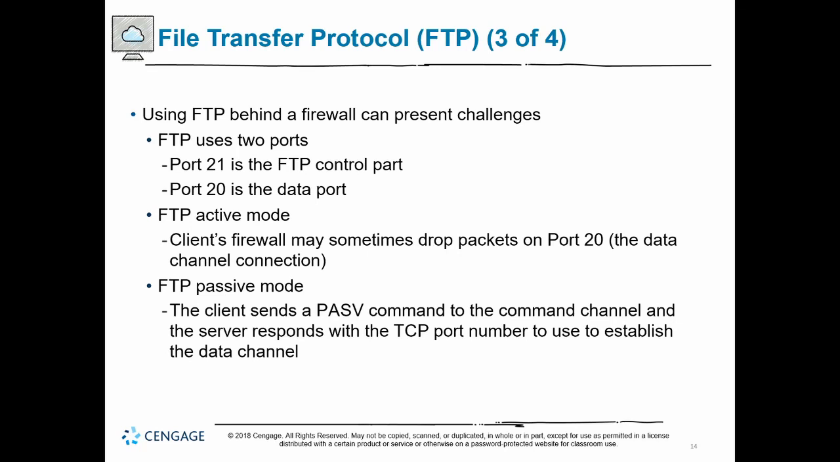FTP active mode, client. So 21 is the FTP control port, and 20 is the actual data port. So the client's firewall may sometimes drop packets on port 20, the data channel connection. FTP passive, the client sends a passive command to the command channel, and the server responds with a TCP port to establish the data channel.